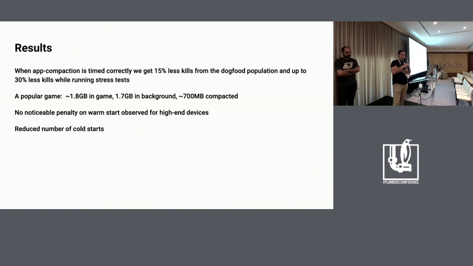So in the end, we got those numbers: 15% fewer kills in the field and 30% fewer kills when running the stress tests. As an example, a popular game can be compressed from 1.7 gigabytes in the background into 700 megabytes when it's compacted into DRAM, which is a pretty good decrease in size. We don't see a noticeable penalty on warm starts, which is when we need to decompress this back into memory. That's because we're using ZRAM, which is in-RAM compression, so it's much faster than paging in the application from scratch, and we do see the number of cold starts dropping because we kill less.